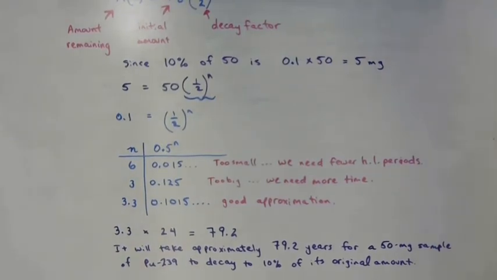Doesn't matter where you start, you're going to cut it in half and then in half and then in half. So you'll get down to 10% because 10% is just a proportion of the original amount anyway. So 10% of 1,000 is more than 10% of 50. Does that make sense?